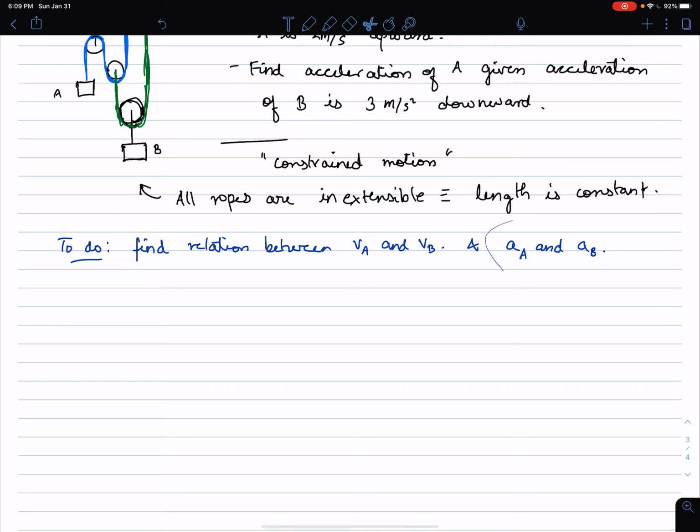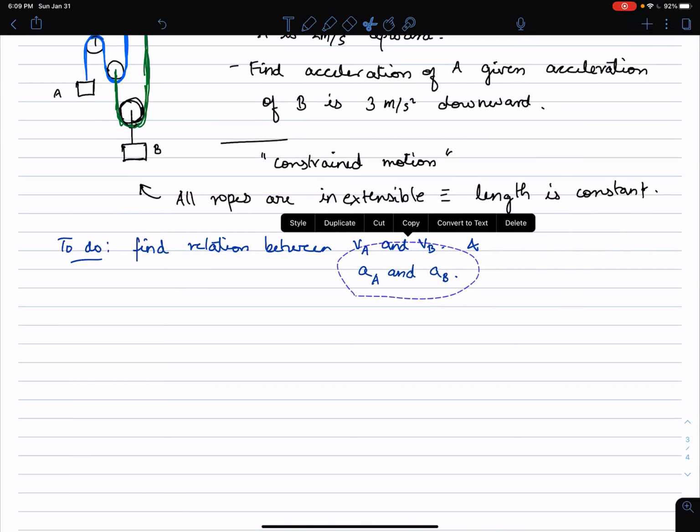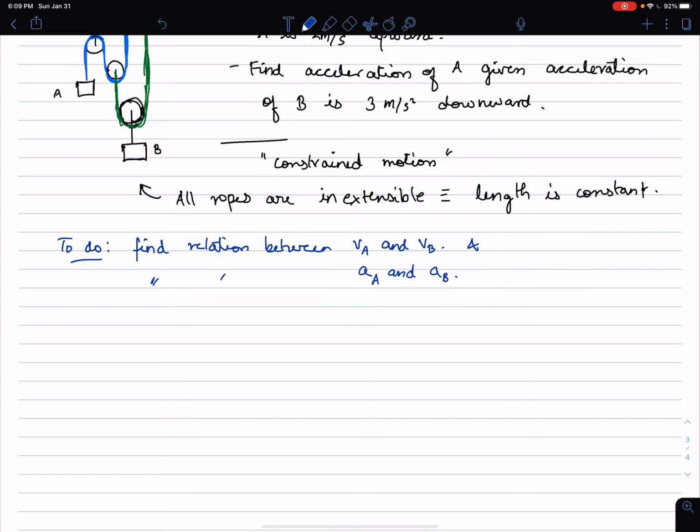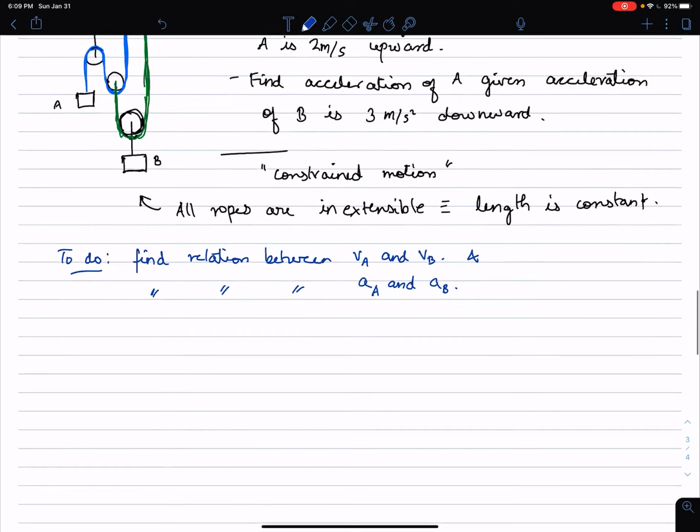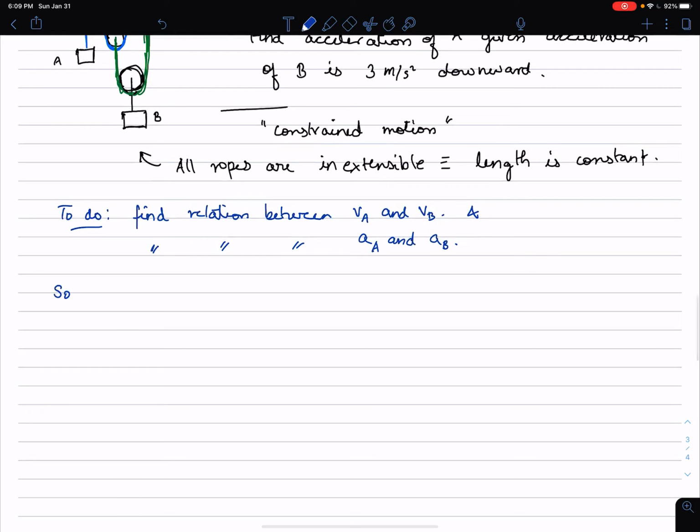Well, I guess these are different sort of problems, so to speak, right? So what we mean by that is find a relation between VA and VB, and find another relationship between AA and AB. Okay, so if we can find such a relationship, then we are all set. So let's go about doing that. Solution.